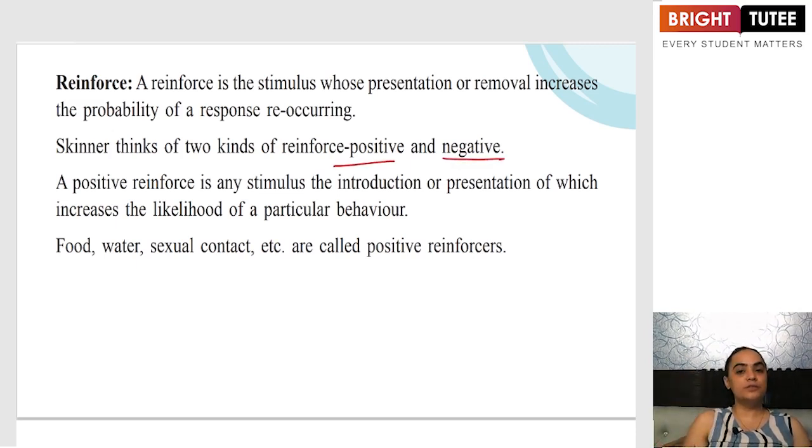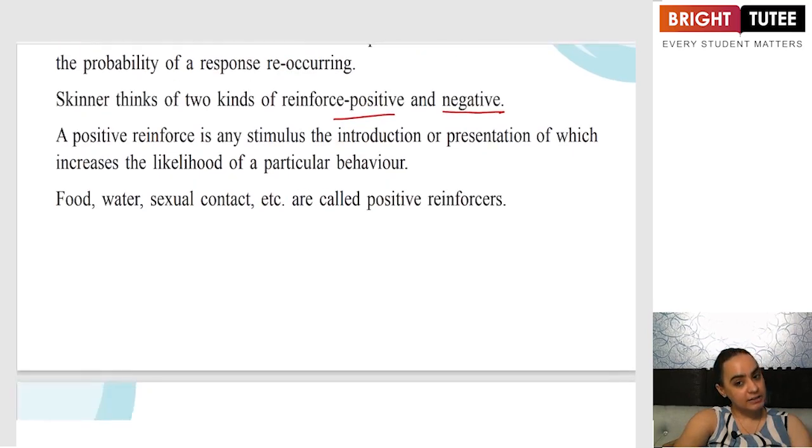What is a positive reinforcer? Something which increases the possibility for the occurrence to get better, which leads to an improvement in the possibility of something happening. For example, offering food, water, shelter, luxuries. These are all positive reinforcers. Because if I know that if I work hard, I'm going to get better food, I'm going to get a better home for myself, this is going to give me the motivation to keep on striving ahead.